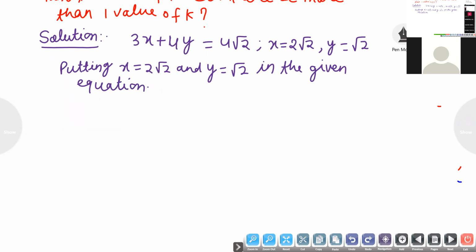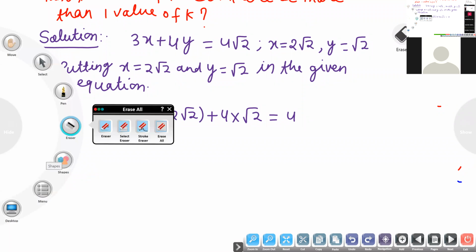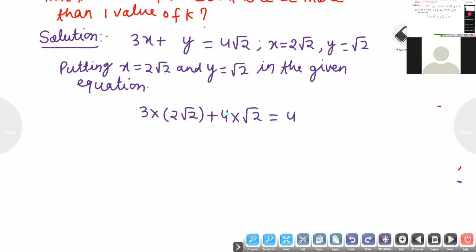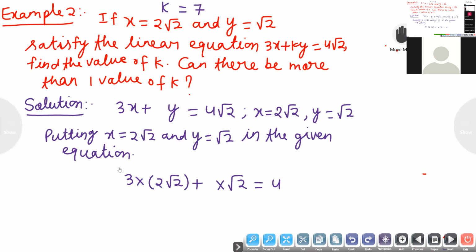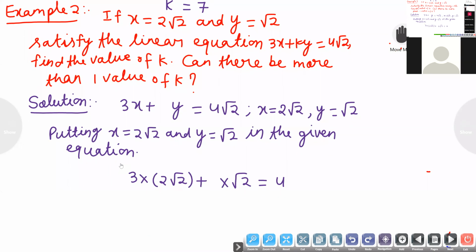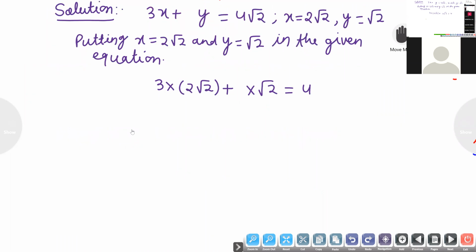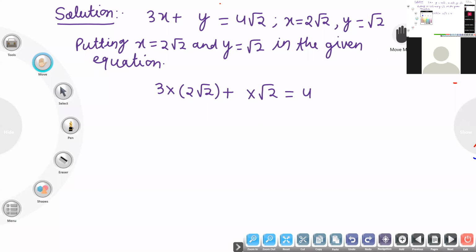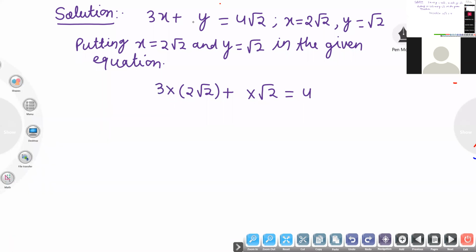It is 3x plus ky, not 4y, because we want to find the value of k and k is not present there. The question is 3x plus ky is equal to 4 square root of 2.